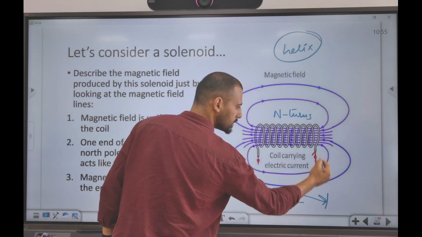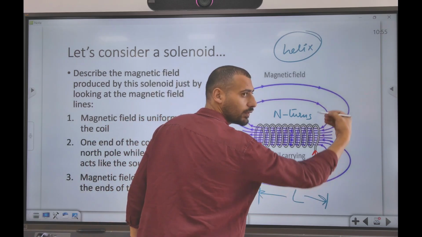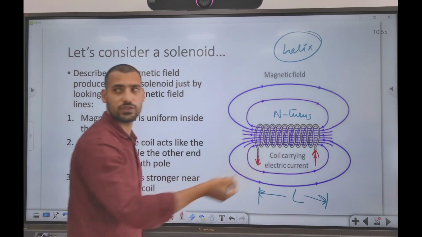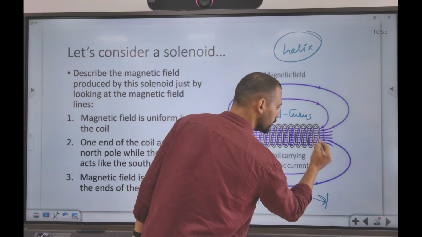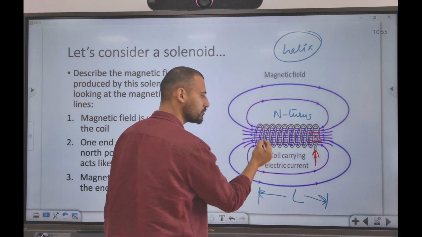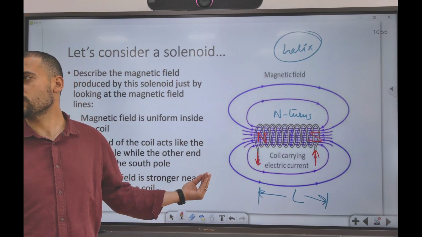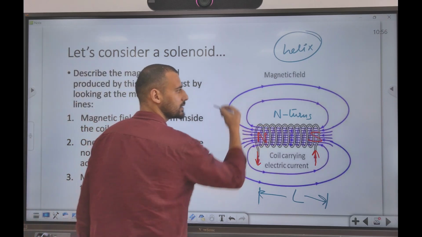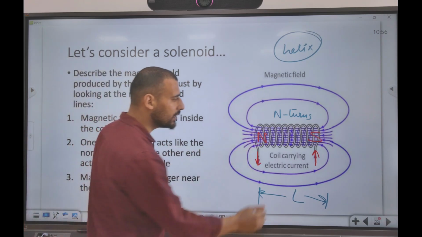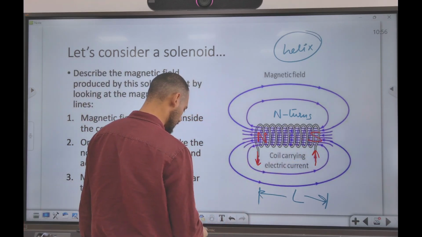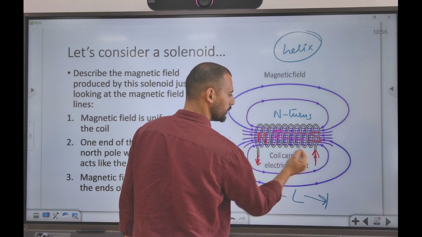Current is flowing in this direction, coming out in this way. So that means when current is flowing, it is clockwise, right? Clockwise means which pole? South pole, isn't it? So therefore this is south, and therefore automatically this will be north. And the magnetic field lines run from north to south. Is that fine? And inside the solenoid, the magnetic field lines run from south to north.